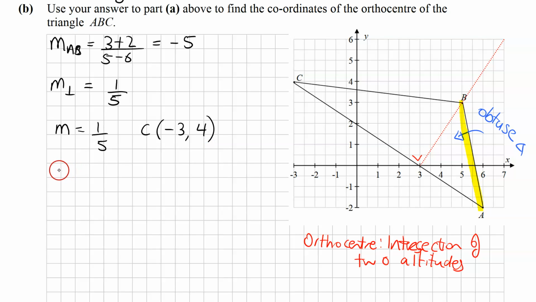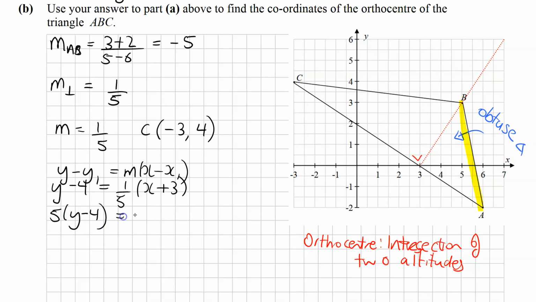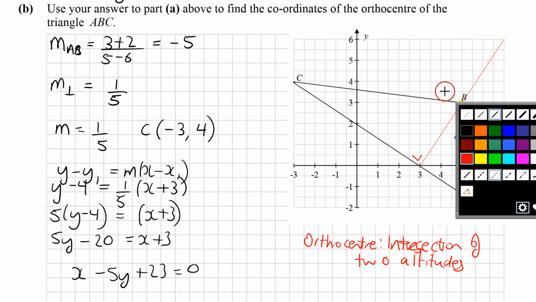Okay, so making up an equation using y minus y1 equals m times x minus x1, we have y minus 4 equals 1/5 of x plus 3, because watch the sign change. 5 times y minus 4 equals x plus 3. So 5y minus 20 equals x plus 3, or x minus 5y plus 23 equals 0. So now what you have found is the equation of the perpendicular coming from C.